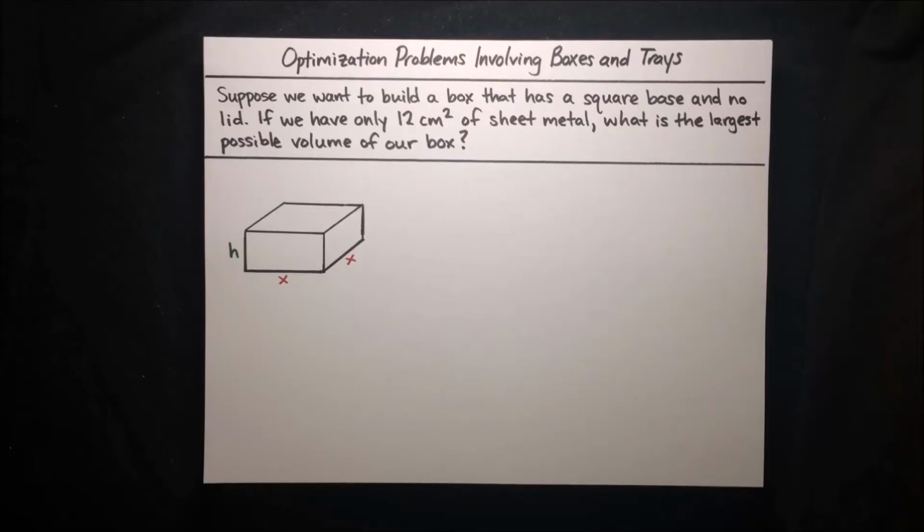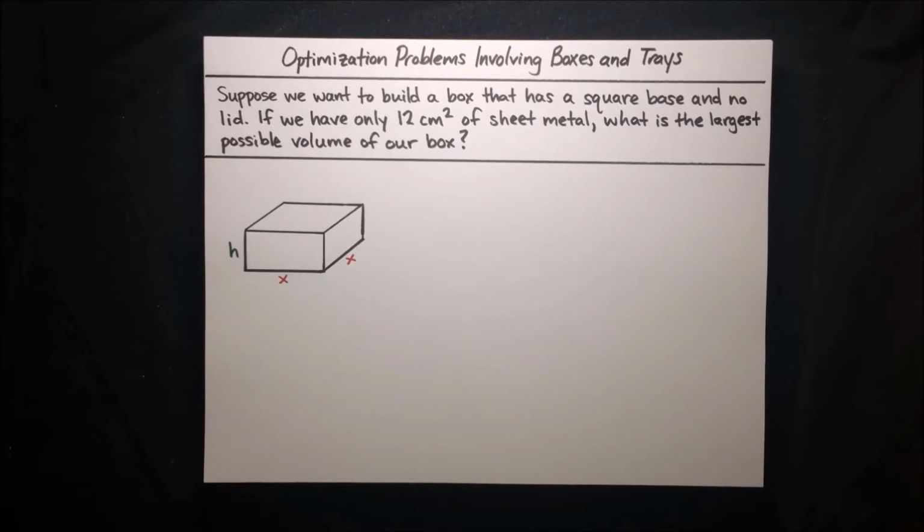In this video, I'm going to show you how to solve optimization problems involving boxes and trays. So here's our first problem. Suppose we want to build a box that has a square base and no lid. If we have only 12 square centimeters of sheet metal, what is the largest possible volume of our box?